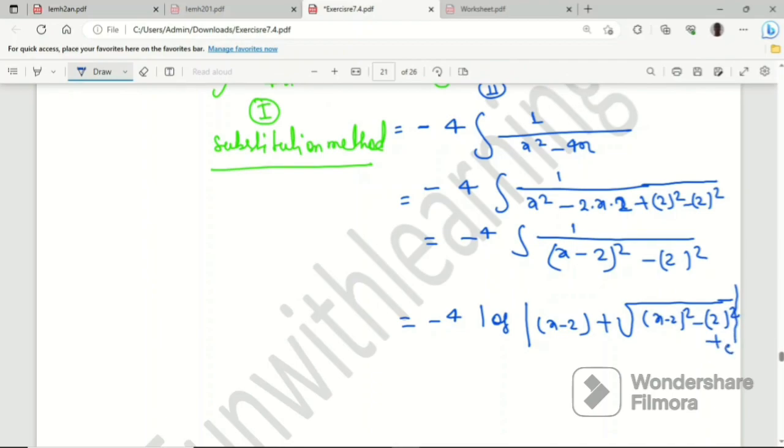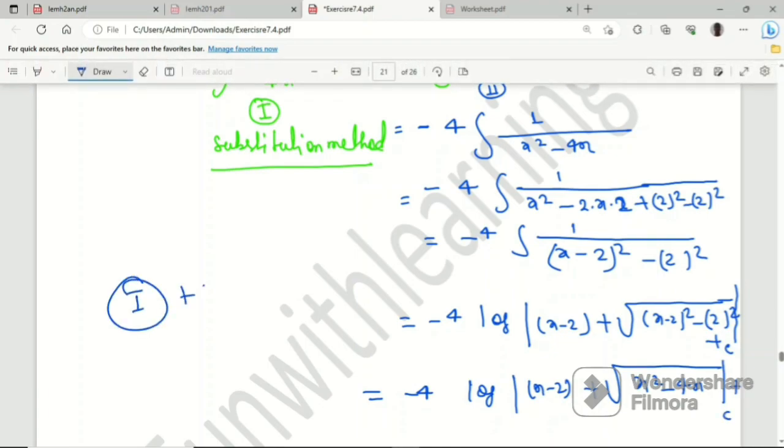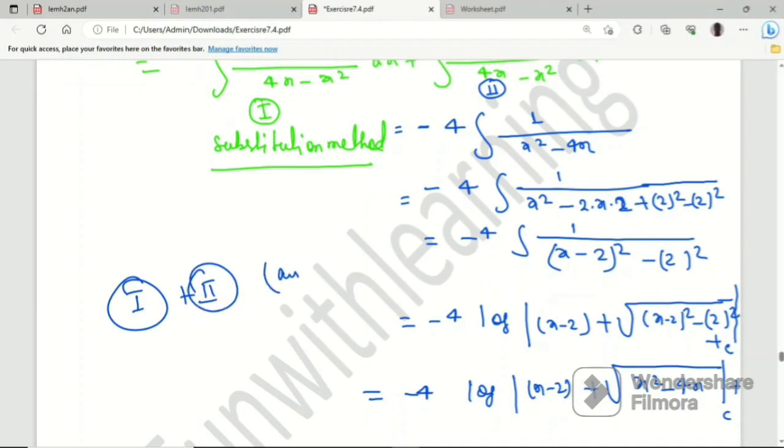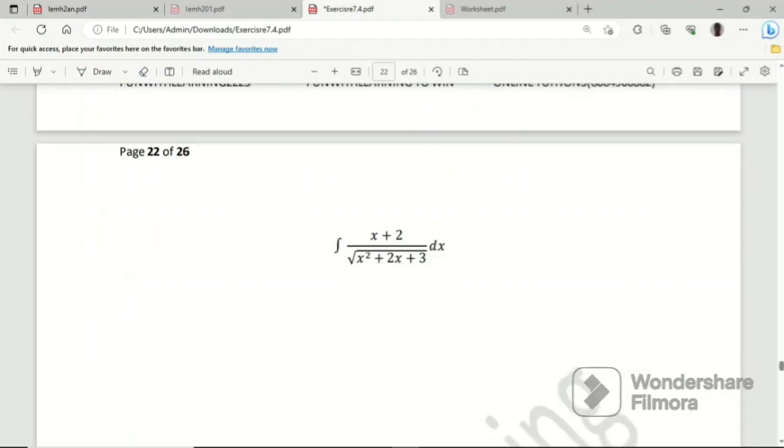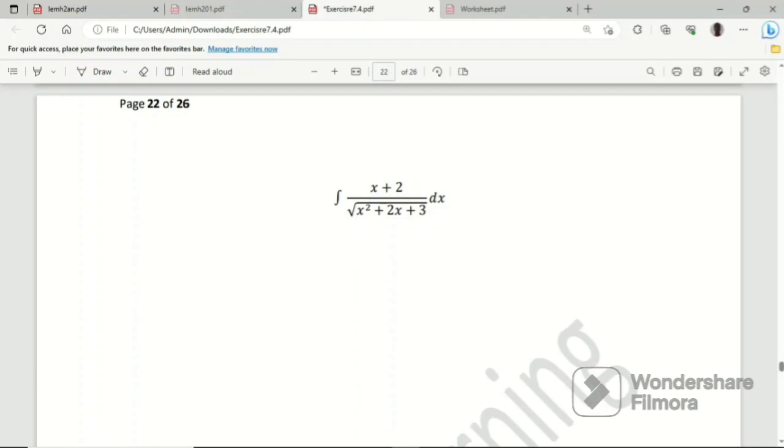Now there is no need to expand this again. What you can do directly, see, by solving this quadratic equation, we are making it in the form of under root x minus 2 whole square minus 2 whole square. So I can directly write log of x minus 2. After expanding, I will get x square minus 4x plus. So whatever part 1 will be, you will get here. So part 1 plus part 2 will give you the required answer. Now this is 21st number.